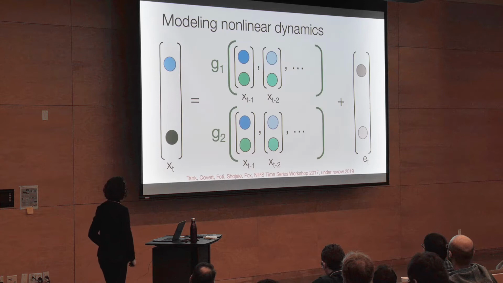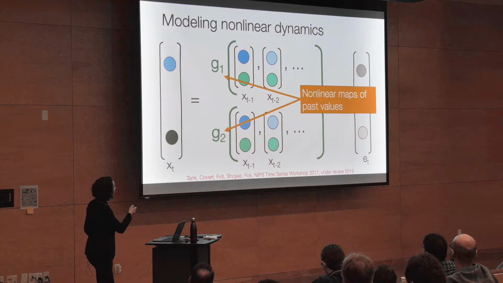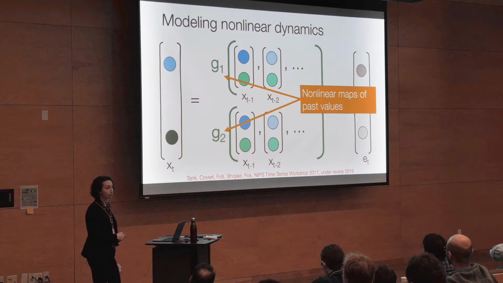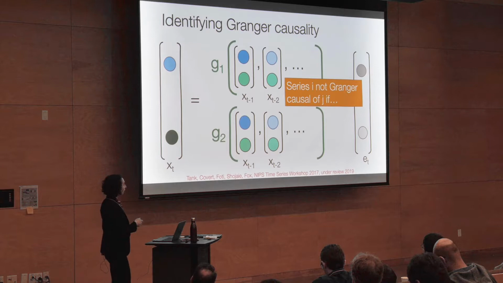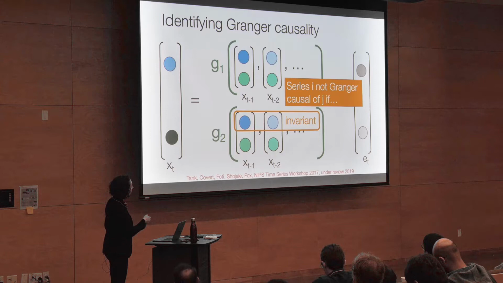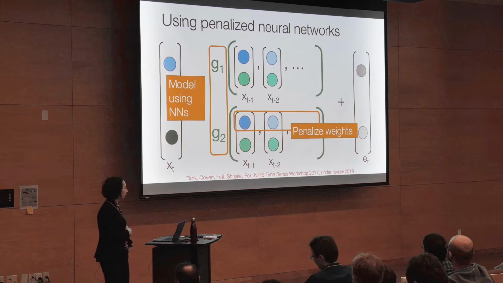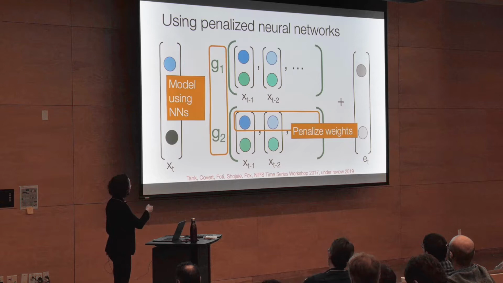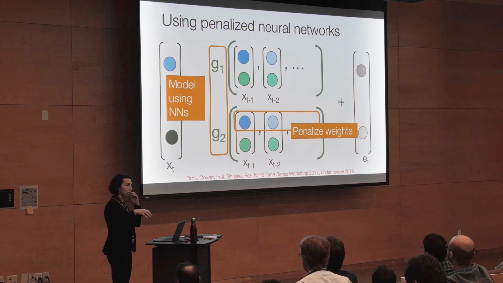And if we assume this linearity, it can lead to inconsistent estimation of edges in this Granger causality network. Okay, so what we're going to do instead is introduce this nonlinear mapping for each time series that takes the history of all our time series as input. And there's still this additive noise term here. And then we're going to be able to say that series I does not Granger cause series J if its nonlinear mapping, so this is series J, is invariant to the history of series I. So what we're going to do in our specification is introduce these neural networks to define these nonlinear mappings with certain specifications that allow us to place these sparsity-inducing penalties to infer these Granger causality statements.